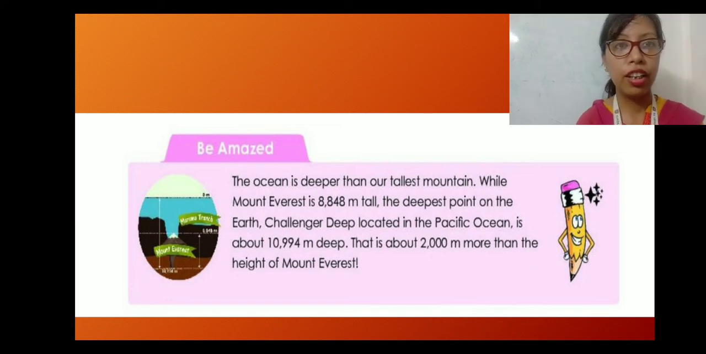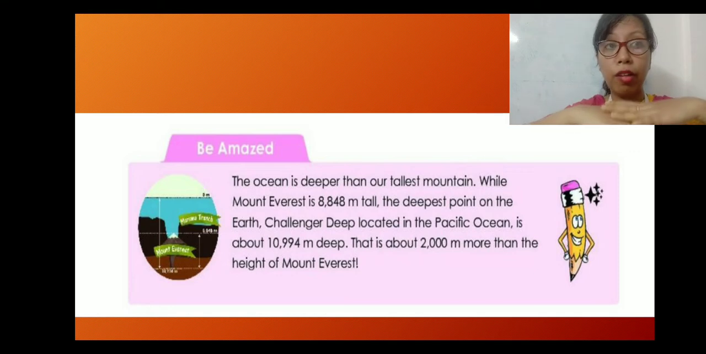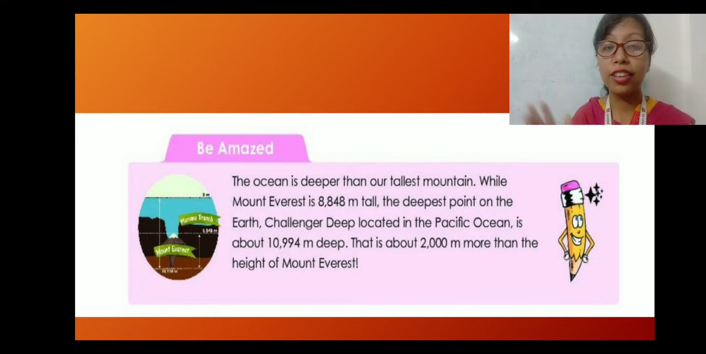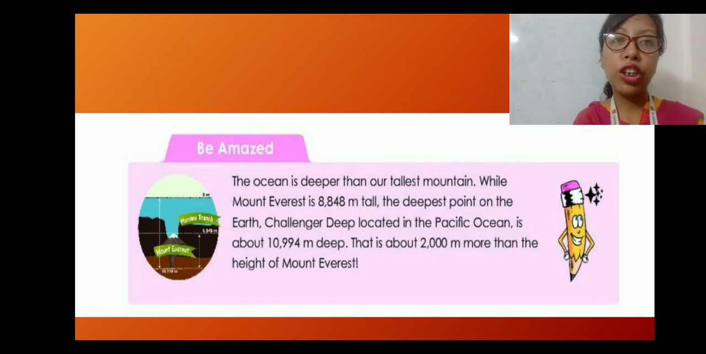Just imagine, Mount Everest is measured from the surrounding area. Mount Everest is 8,848 meters tall, right? And what about the Challenger Deep? It is much deeper, right? It is 10,994 meters deep. That is, there is a difference of 2,000 meters. Just think about it, right? So the ocean is much deeper than the tallest mountain.